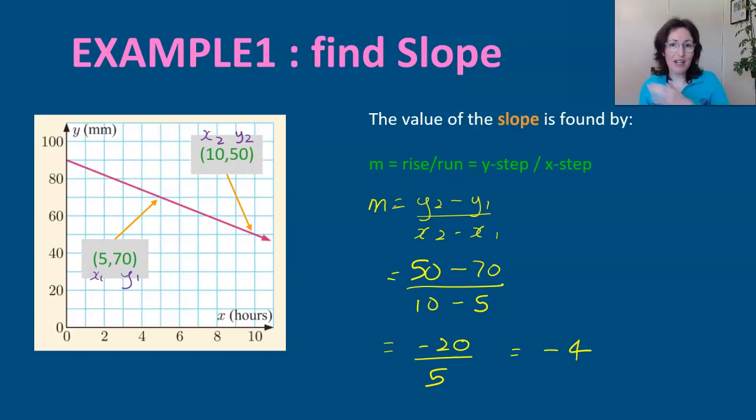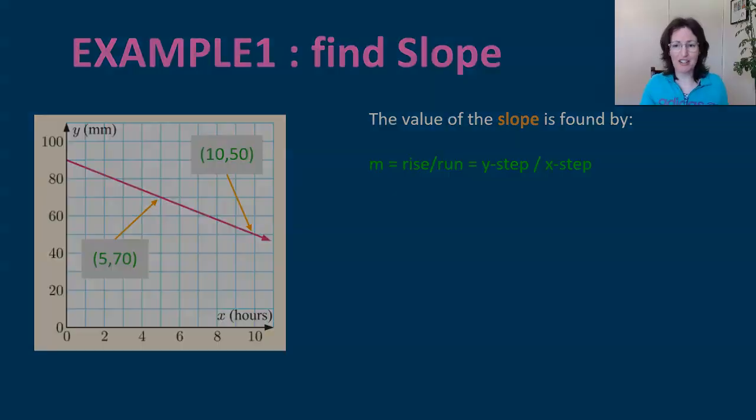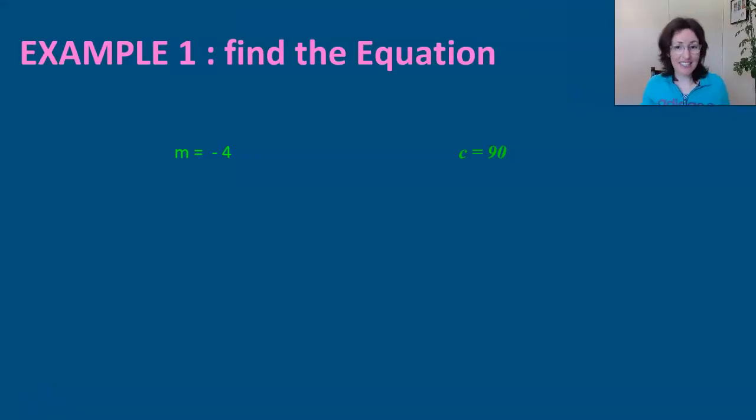We're expecting a negative number because it's going downhill. So that's going to be our slope value, our m value. So there's our m and there is our c. Let's substitute them in. Here's our formula.